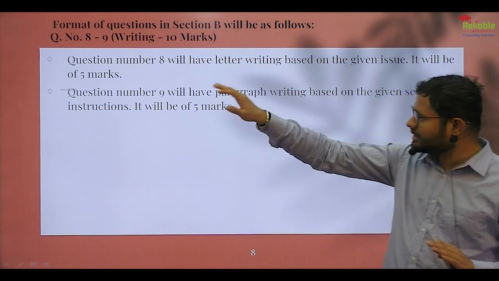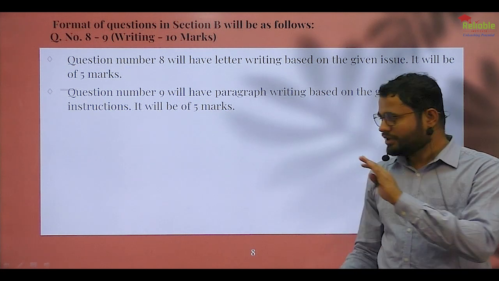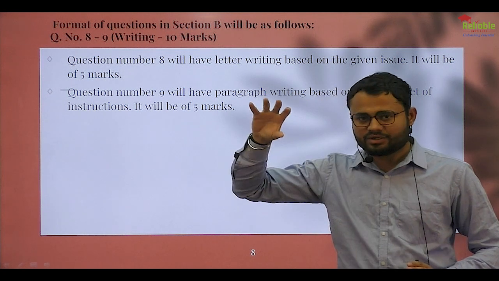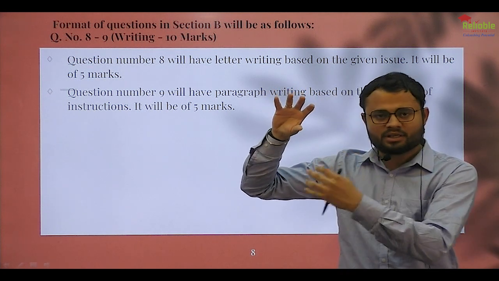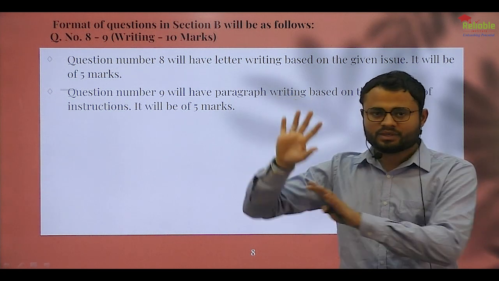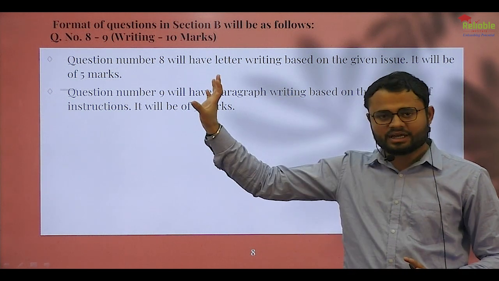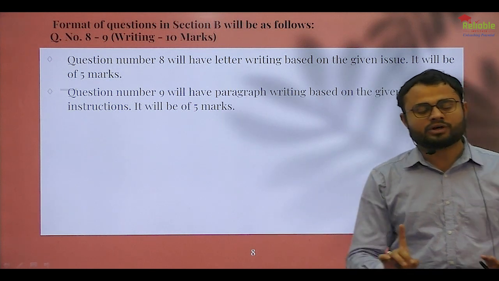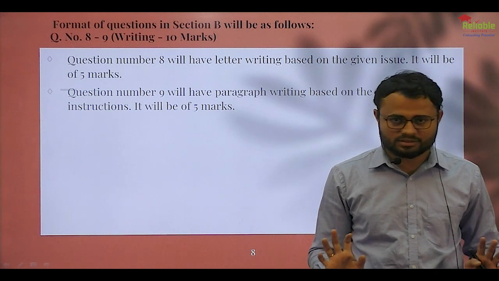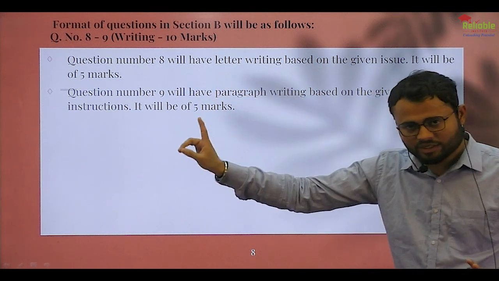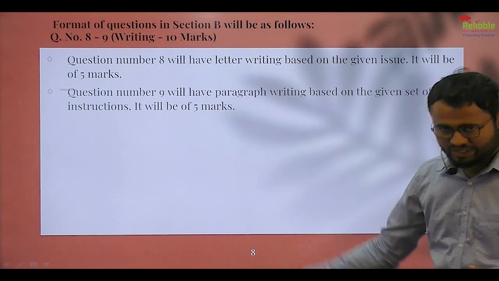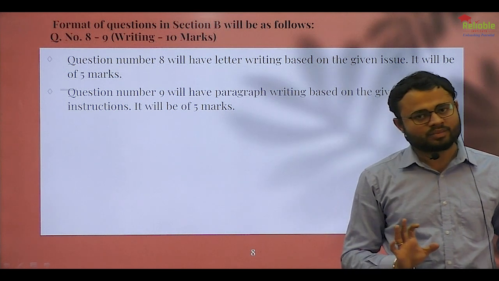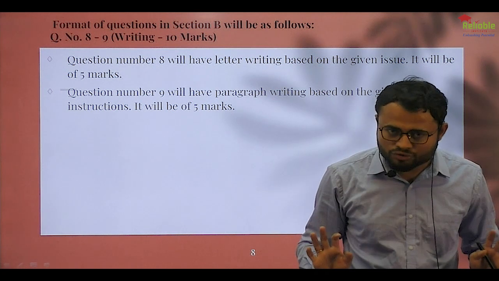Attention please, question numbers 8 and 9 could be a confusion for you, like there will be a letter, and in the alternate there will be a paragraph. Nothing like that is there. 2 letters are there, out of which you have to attempt any one. 2 paragraphs are there, out of which you have to attempt any one. Be very clear in this. This was the case with question number 8 and question number 9, and that is of 10 marks in total. 5 marks for question number 8 and 5 marks for question number 9. I hope it is totally clear to you.